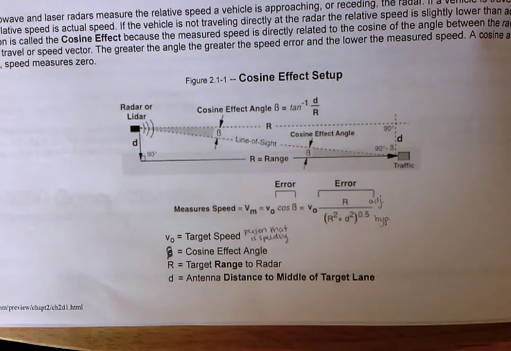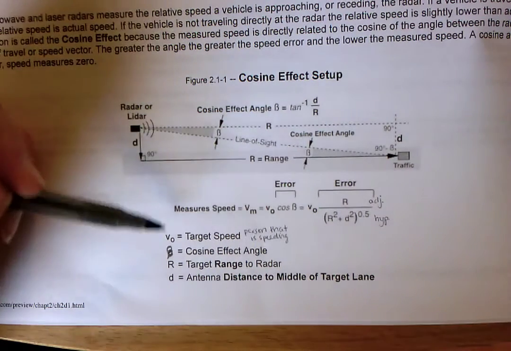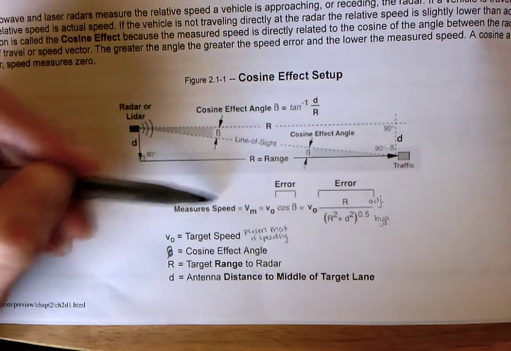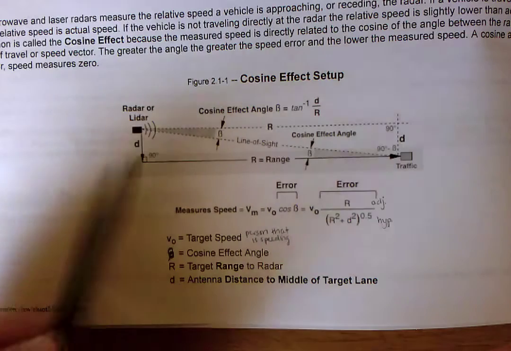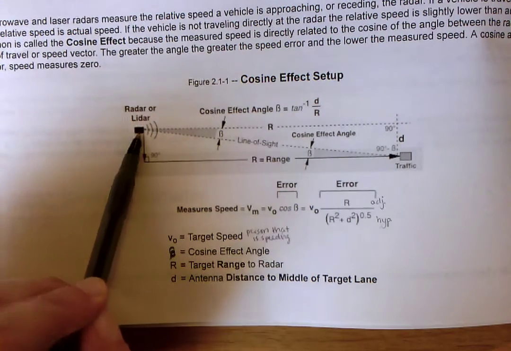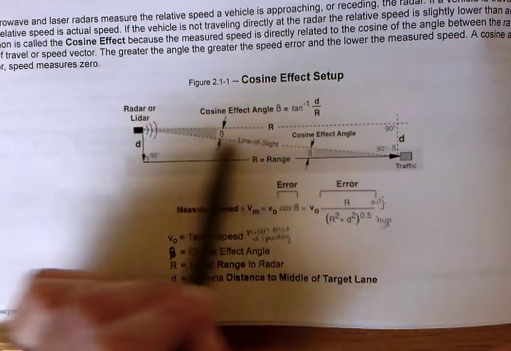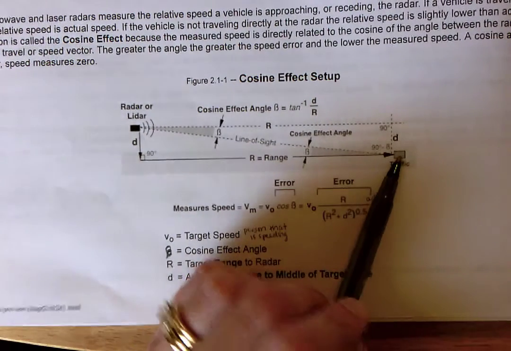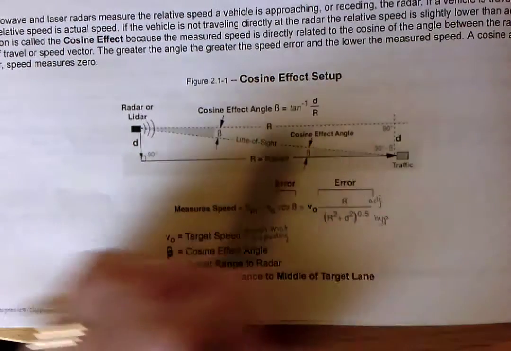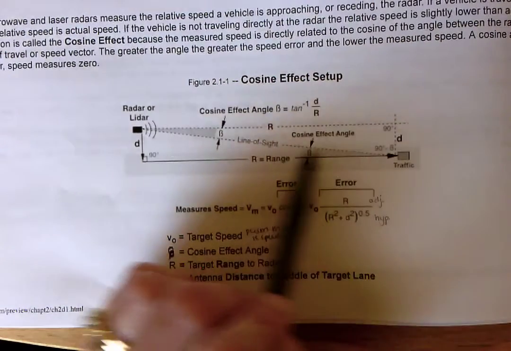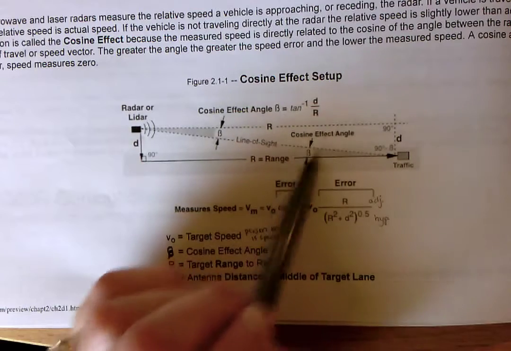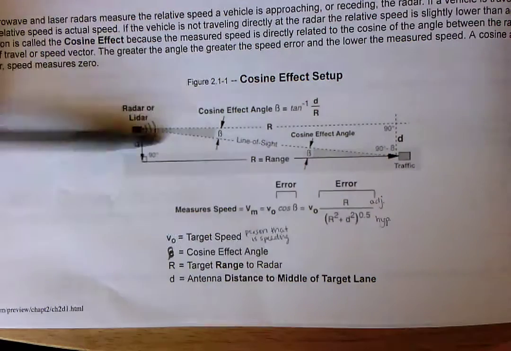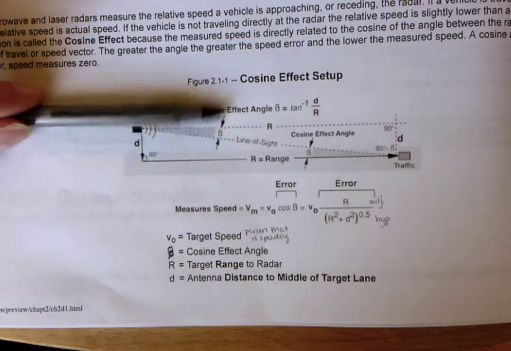So, if you look at this formula here, it says measured speed, that the radar actually measures, and it kind of shows you, here's the radar, and here's the line of sight. So let's say this particular vehicle isn't right in front of the radar, they're at an angle to it, okay? And so here's the cosine effect angle. It's really right here. If you're looking at the radar, the angle is down here.